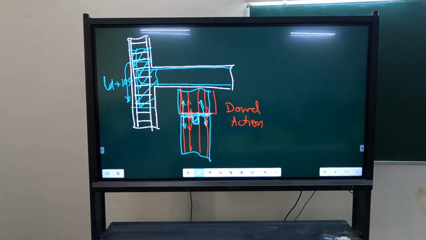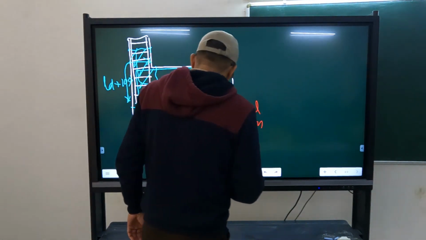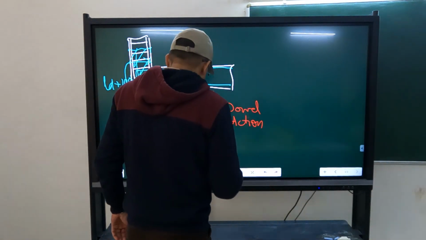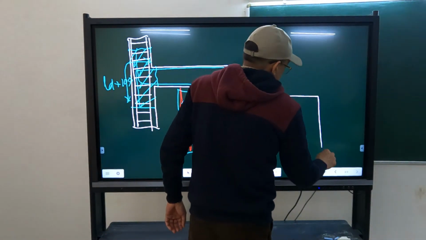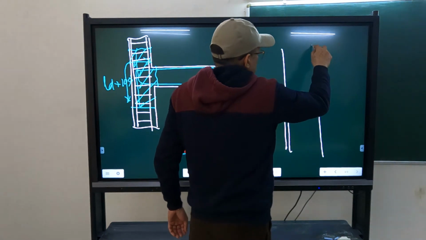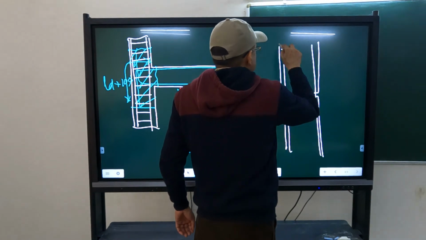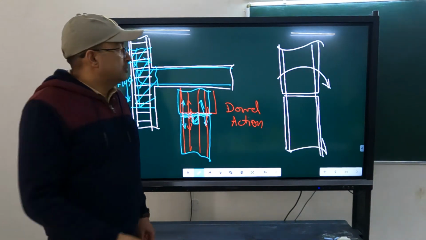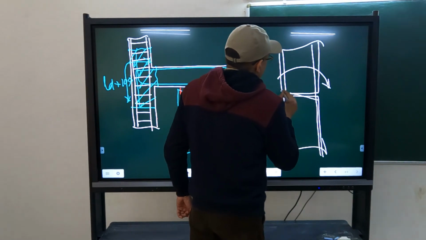Due to that compression, we can get that dowel action. But due to tension, how will it create compression force on concrete? It will not. So at this interface, let me change the color. Let us say this is subject to a moment like this. So what will happen? This face will try to deform like this.